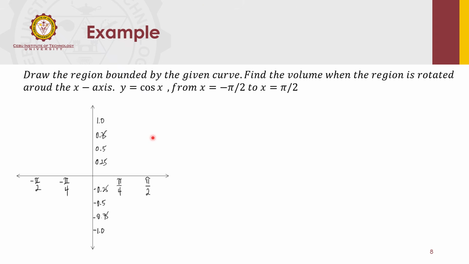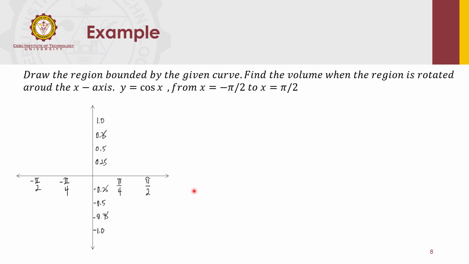On the y-axis are the y values. It's not necessary that the interval on the x-axis is the same as on the y-axis, because we're going to evaluate the cosine of these angles. The highest possible value for y equals cosine of x is 1, and the lowest possible value is negative 1. So that's why we can reduce the interval to 0.25, 0.5, 0.75, and then 1.0.